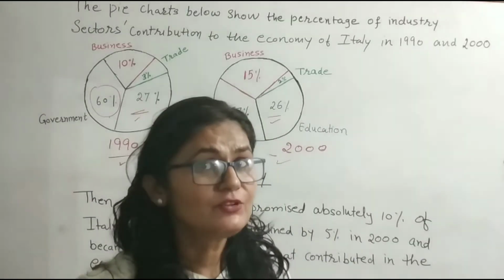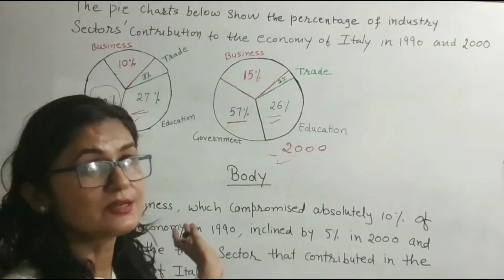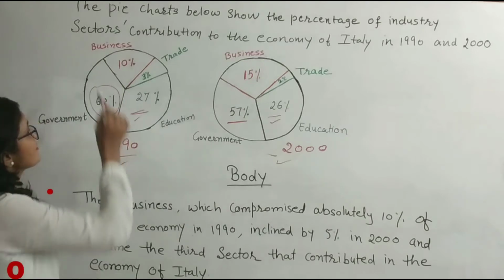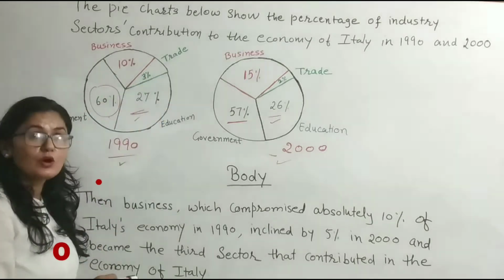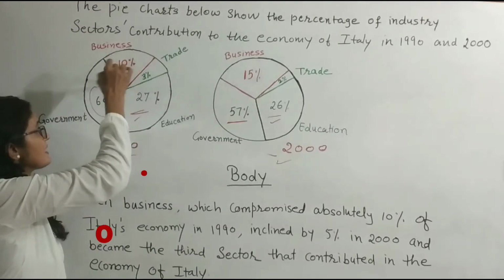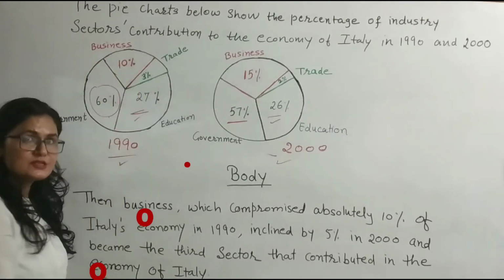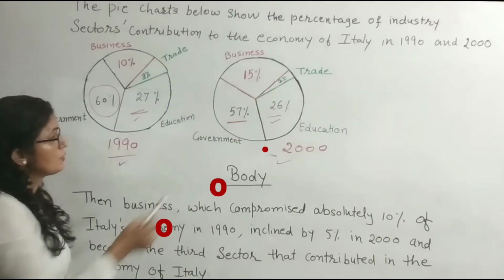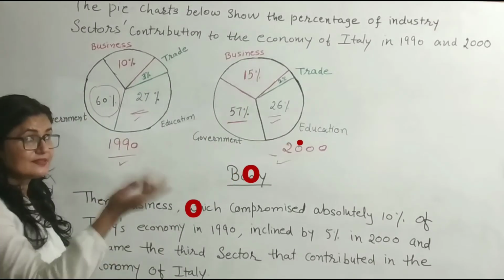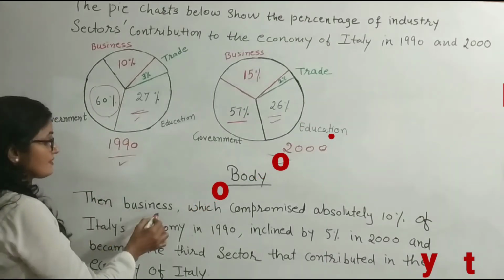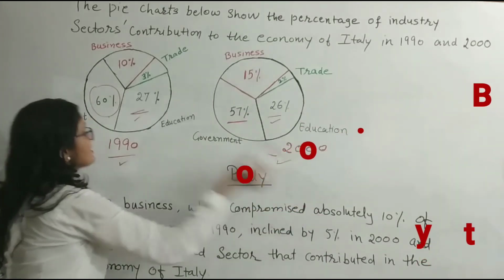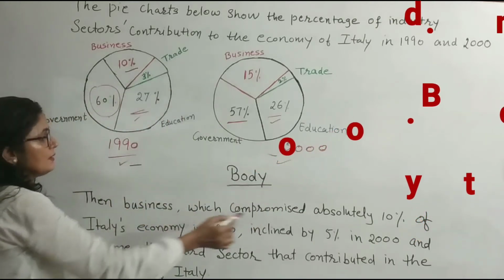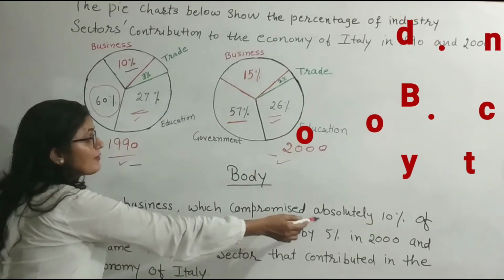Now later what happens? We can move to the next sector. Next industry sector is business. See what the business sector's contribution in Italy's economy is. That is exactly 10% in 1990, but again it increased to 15% in 2000. So we can start like this. That business, which comprised absolutely 10% of Italy's economy in 1990 and inclined by 5%.